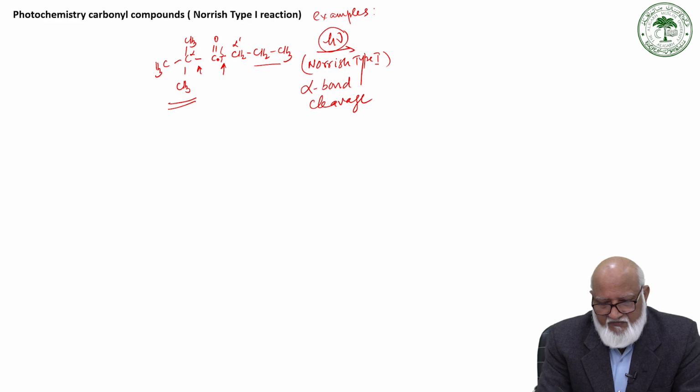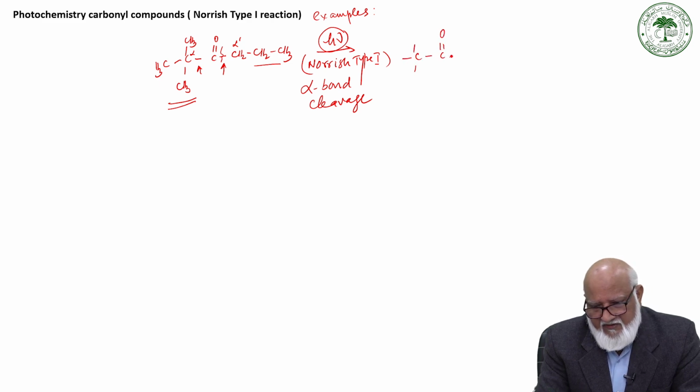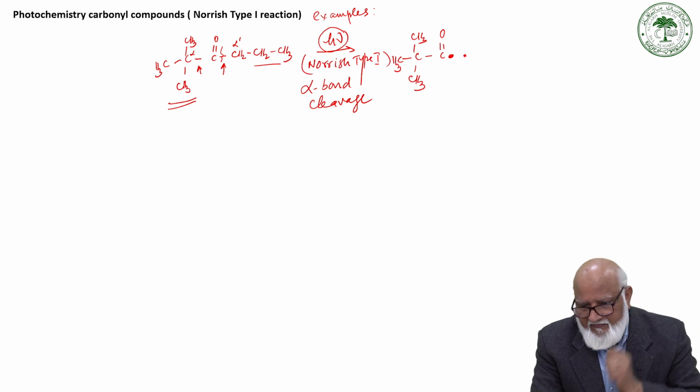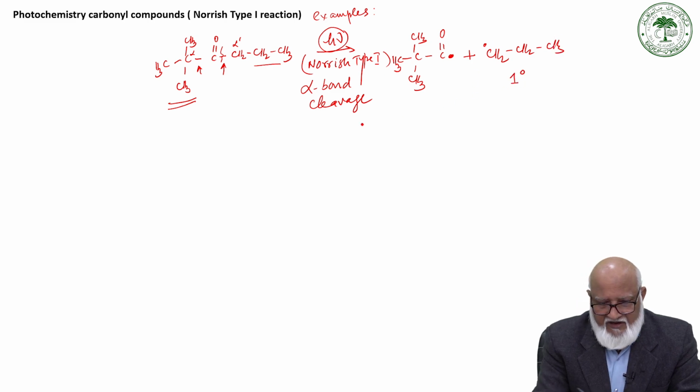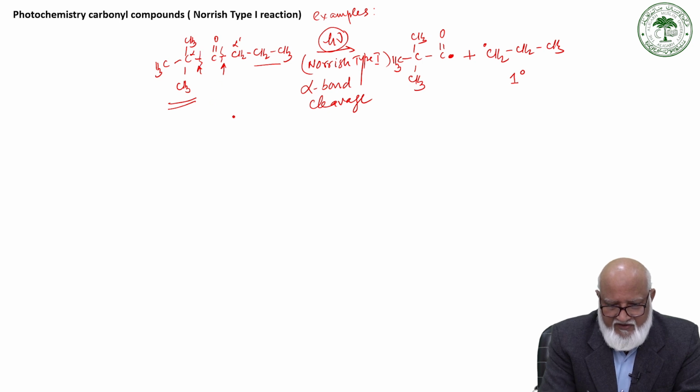If we cleave this, we end up with the acyl radical, CH3, CH3 plus CH2 and CH3. So this is a primary radical, and if we cleave this, we end up with a tertiary butyl radical, CH3, this radical plus acyl radical.